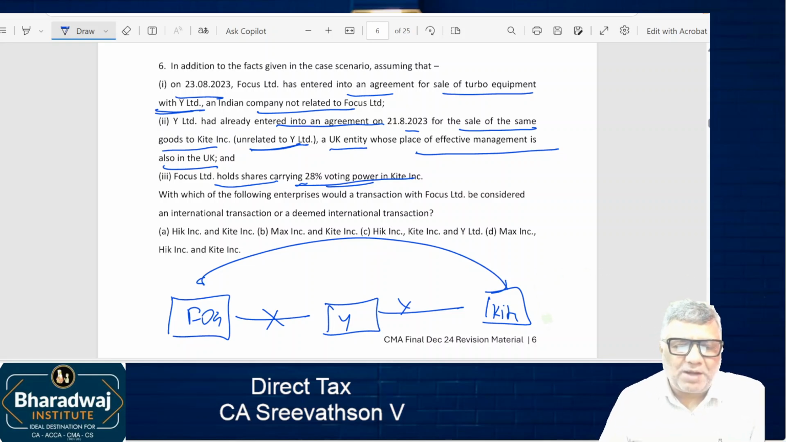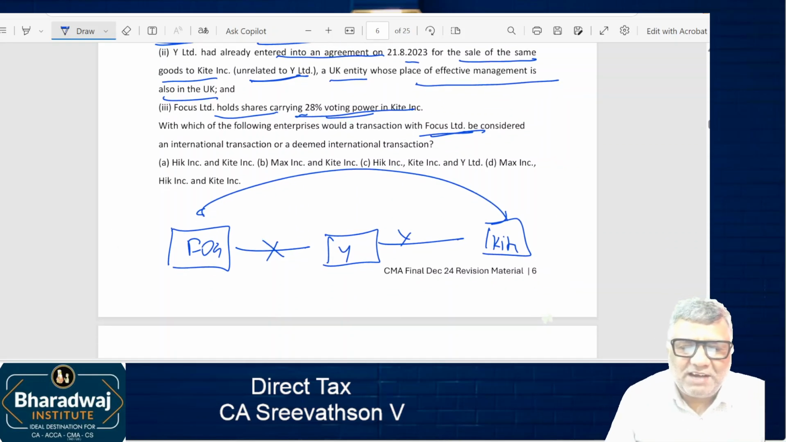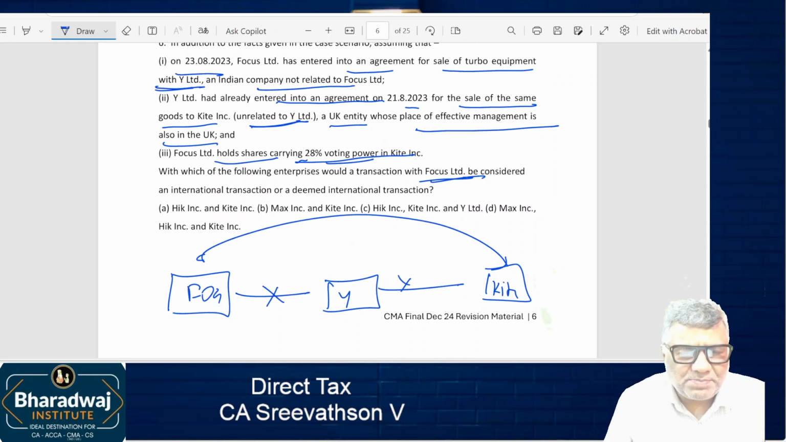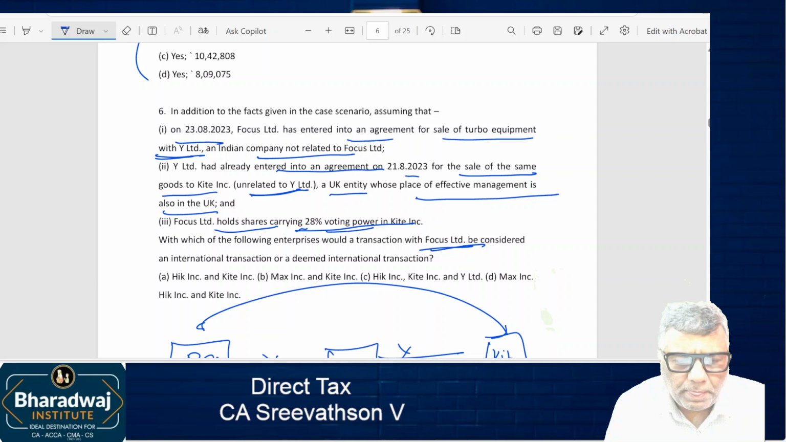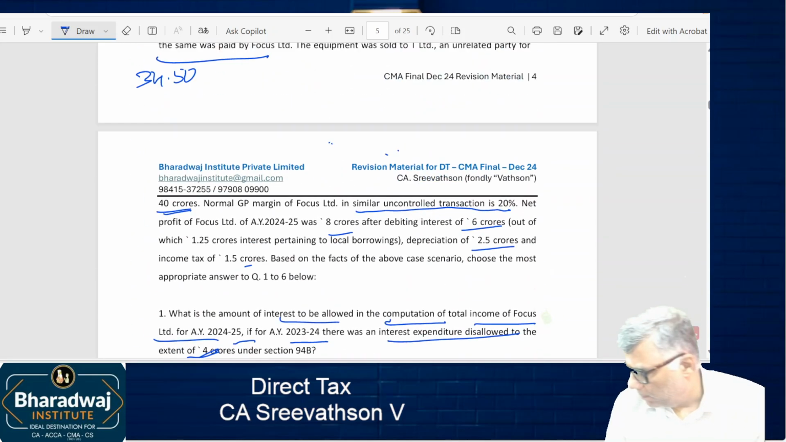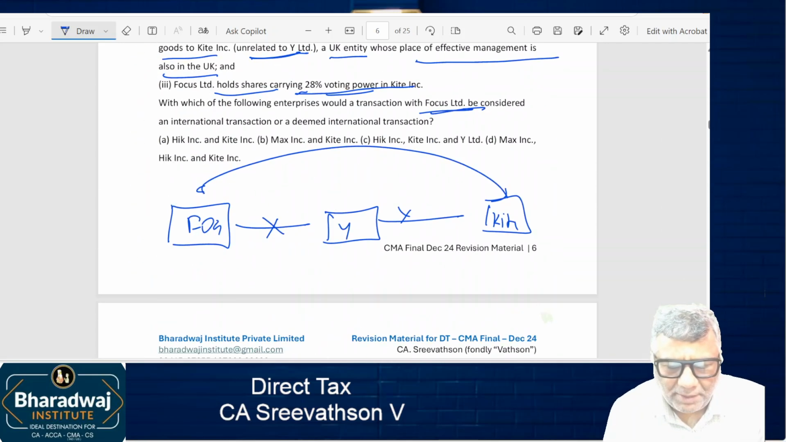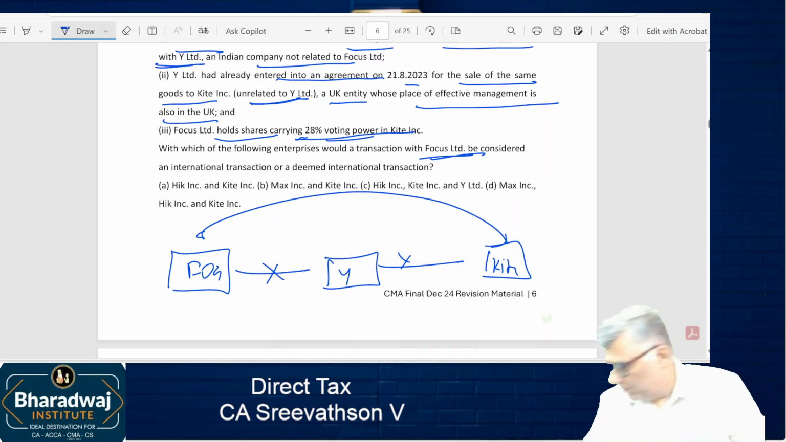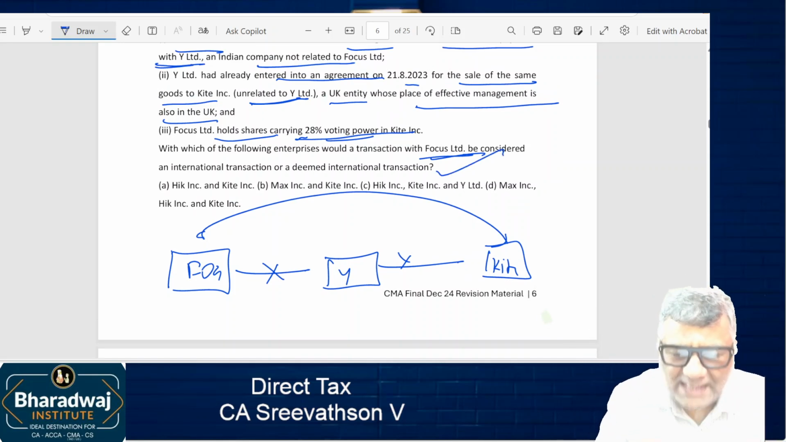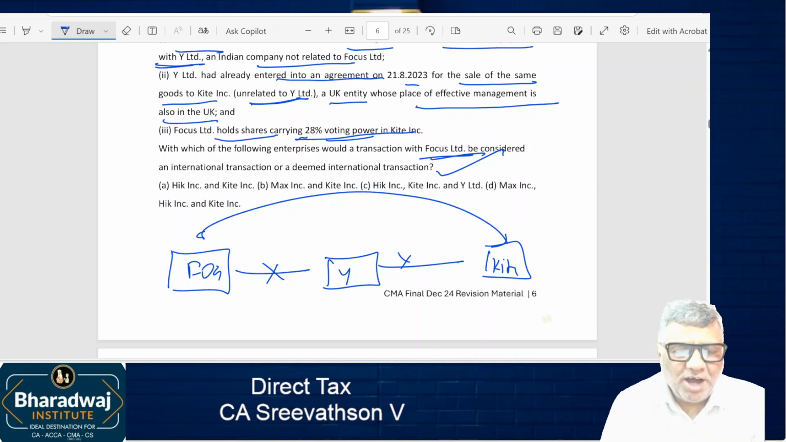With which of the following enterprises would a transaction with Focus Limited be considered as international transaction? Hike Limited and Kite Limited, Max Incorporation and Kite Limited, Hike, Kite and Y Limited. Max, where is Max coming in here? Oh, okay, that you need not worry. C is the answer. Hike, Kite and Y Limited is the answer, because with them only there is a deemed international transaction.